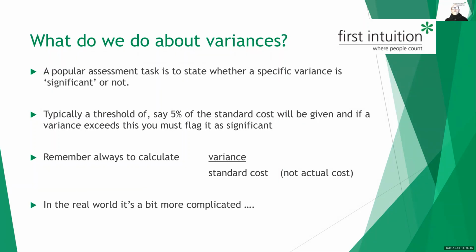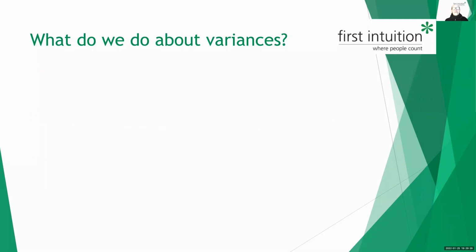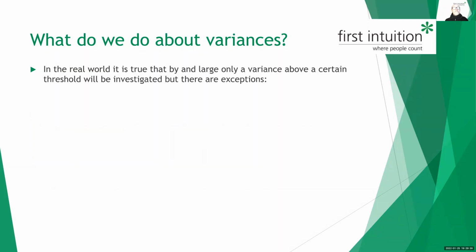In the real world, it is a bit more complicated. Like we've given one example there. Generally speaking, in the real world, there will be exception reporting. Variances do have to be significant because a fiver in £100,000, management aren't generally going to want to spend a lot of time and money investigating for something as trivial as that. But there are exceptions.